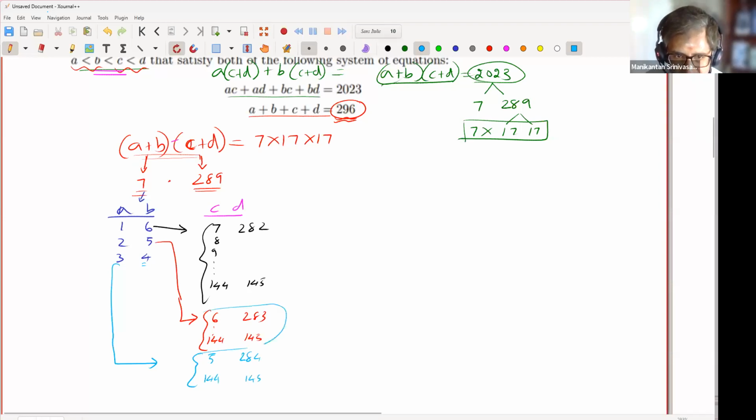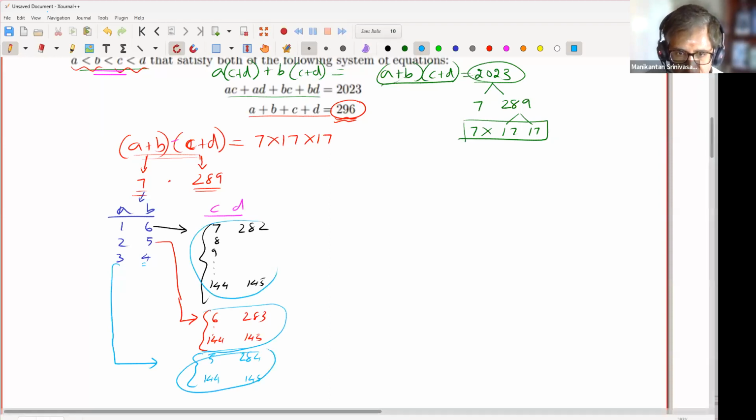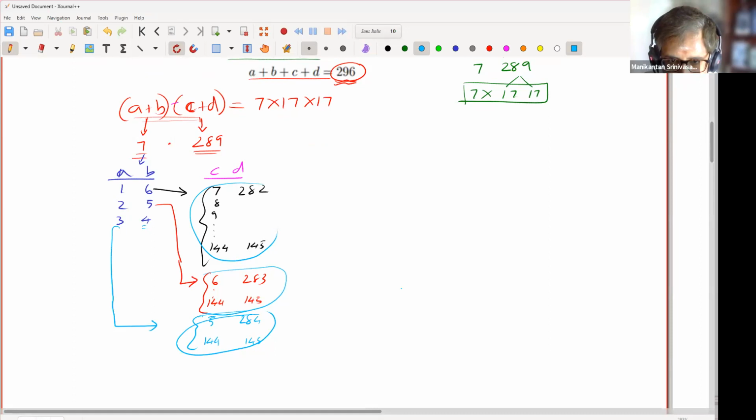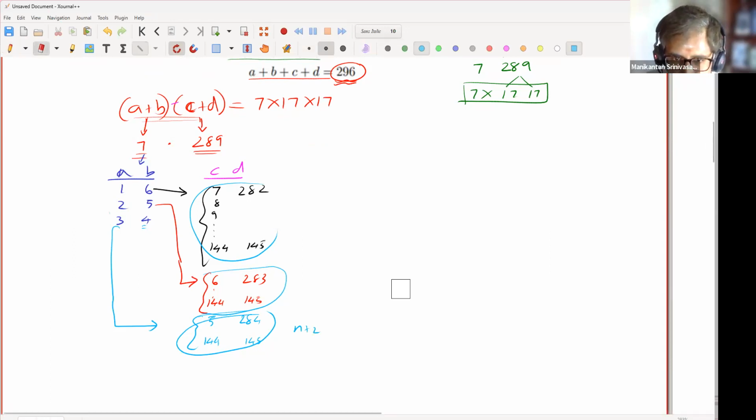So in this sequence, we have a few. It's clear that the number of terms is increasing by 1, right? So we can take the middle one and multiply by 3. Let's say this is n, this is n plus 1, this is n plus 2 terms. So when I sum, it's going to be the middle one times 3, right?